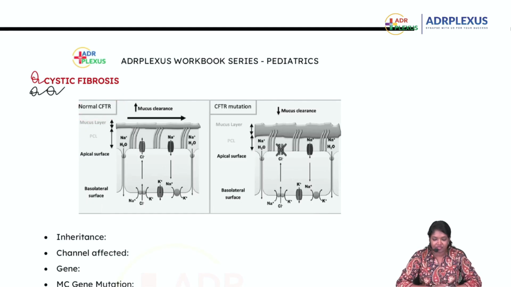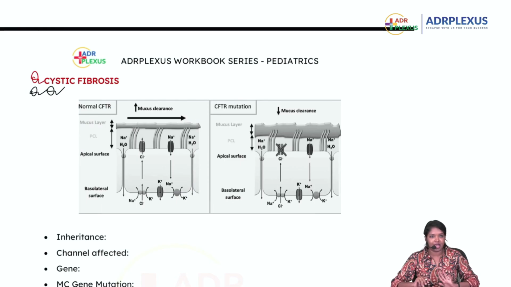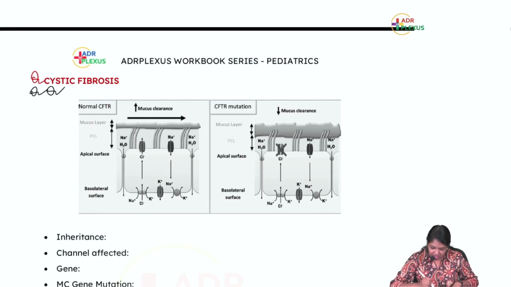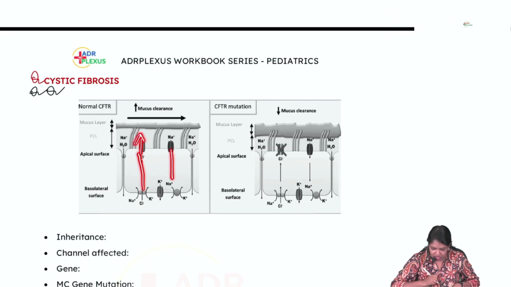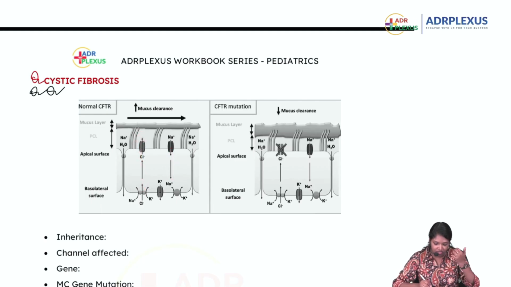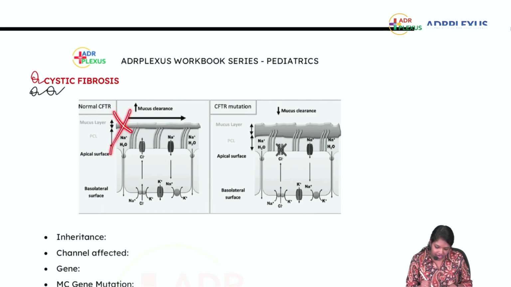There is a problem in the CFTR gene. CFTR is a gene which undergoes mutation. What is the role of the CFTR gene? The first image is the normal thing that happens. CFTR is a gene which is expressed and helps in chloride transport. Chloride is excreted into the secretions, and when chloride is excreted, the secretions will be thin. So chloride makes the secretions watery and thin. This will help in mucus clearance. This is protective.